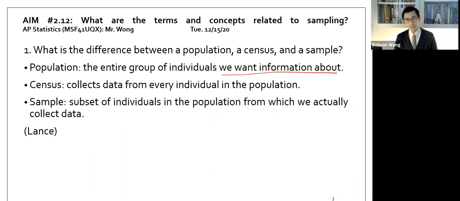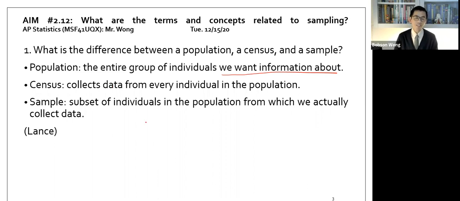A census collects data from every individual in the population. The most common example that you've probably heard of is the US Census, which is conducted every 10 years to determine the population of people in the United States. But in the real world, it's almost impossible to get a true census. So it's almost impossible to reach everyone in the population that we would want to. And so that's why we take a sample.